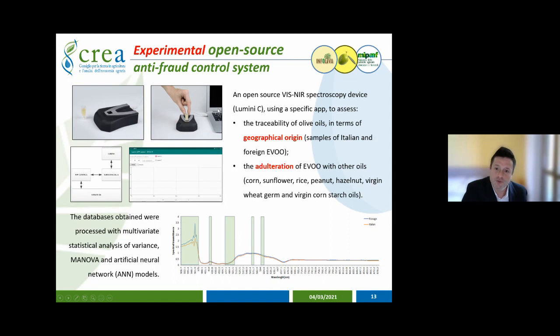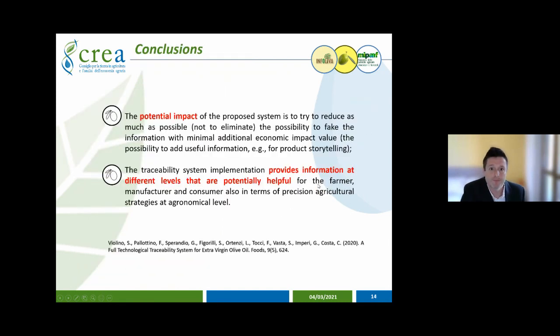considering two case studies: the detection of geographical origin, which many studies dealt with in the past and are doing now, and the detection of adulteration of EVO, which in the lab we prepared with different percentages of other oils, as you can read here.